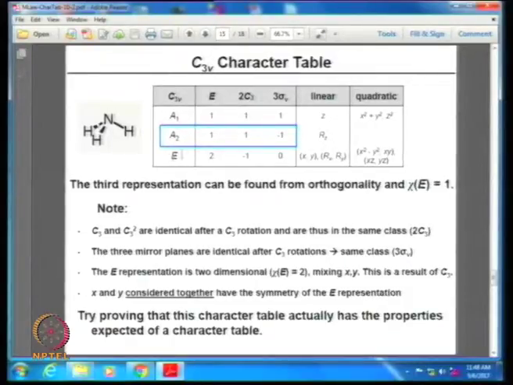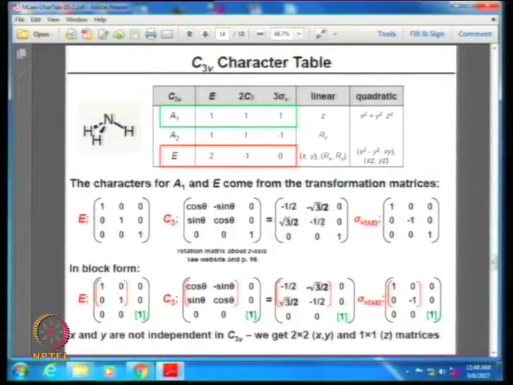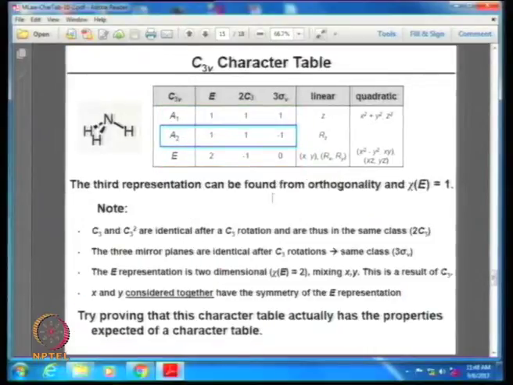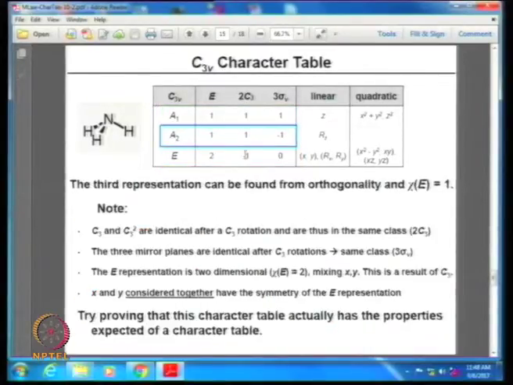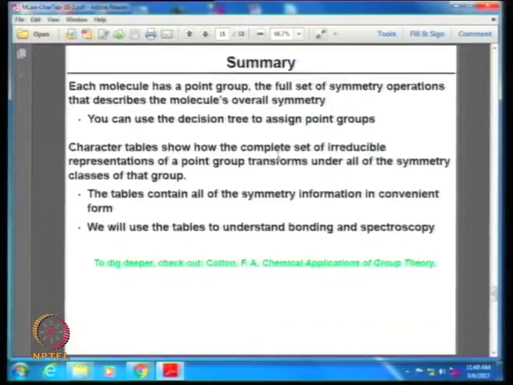So the E, third one, where the character of identity is 2 and this is the character of this rotations minus half plus minus half is minus 1 and 3 is 0, because as you remember, if the element that you are considering has a definite property, then we get a minus sign. If the element being considered has no definite property, then we get 0.